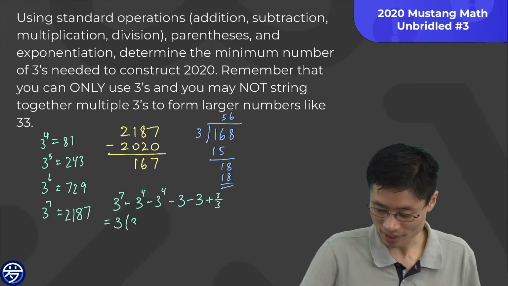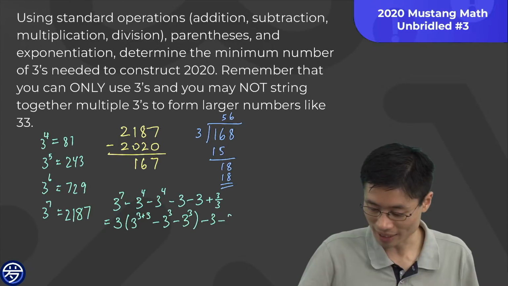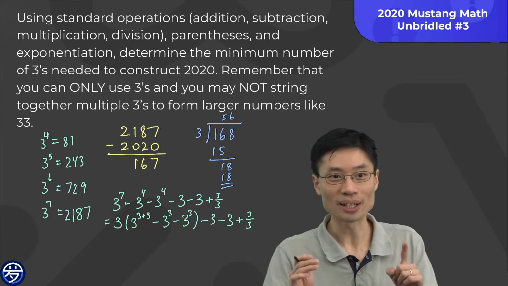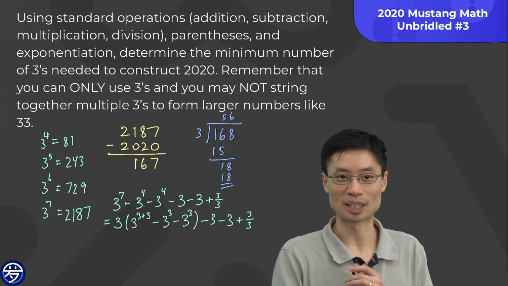3 times 3 to the 6, which is 3 to the 3 plus 3, minus 3 to the 3, minus 3 to the 3, and then minus a 3, minus a 3, plus 3 over 3. At this point, my hope is that this is actually 2020 without having made some terrible, terrible mistake.